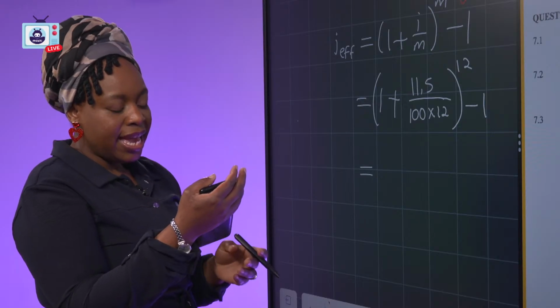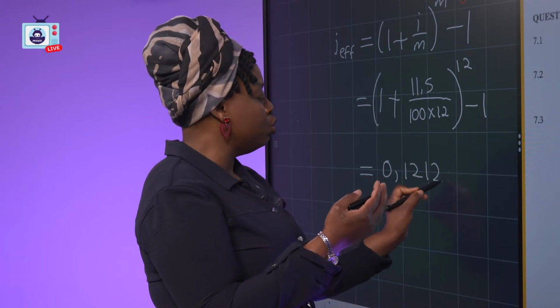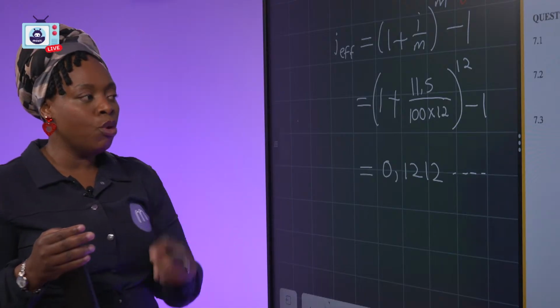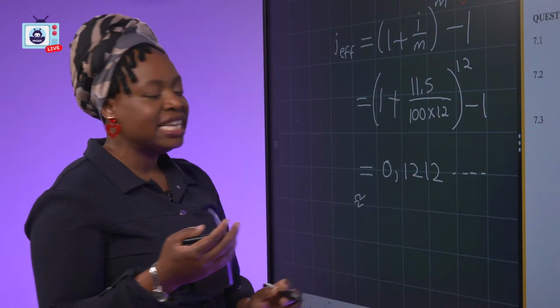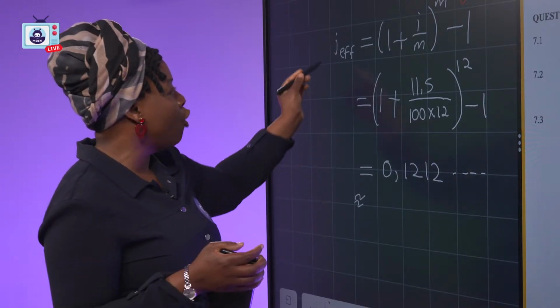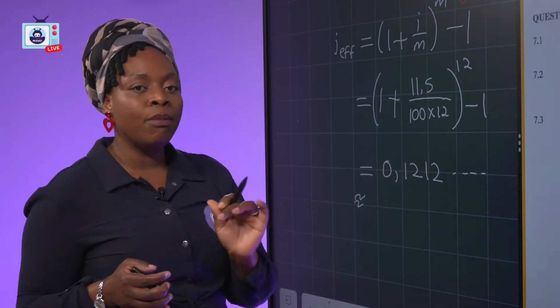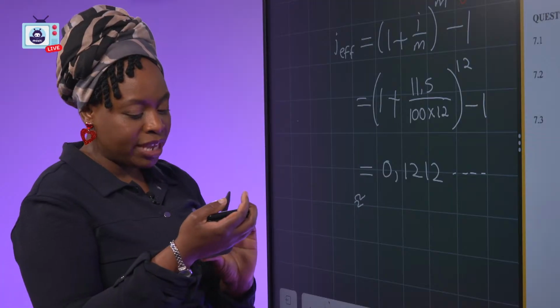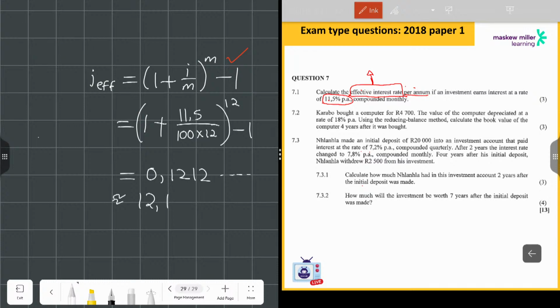Right? As I did that, I got my answer to be actually 0.1212 and so on. Please do not move or remove anything on your calculator. What you need to do then is to multiply that by 100 for you to get an interest rate. Remember, we are looking for an interest rate, so it has to have its percentage. So when you get that, you must then multiply it by 100 for you to get to where you want to go, which is 12.13%. That will be your interest rate, right?